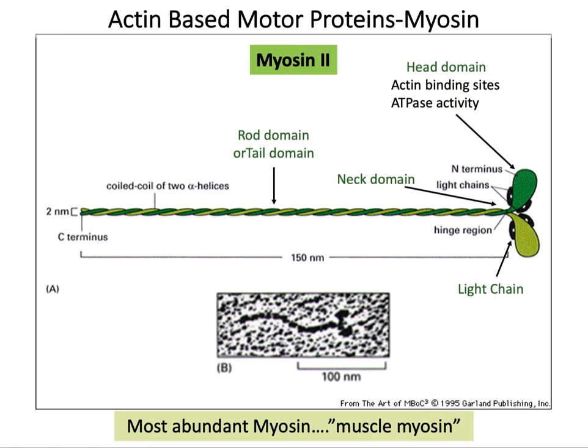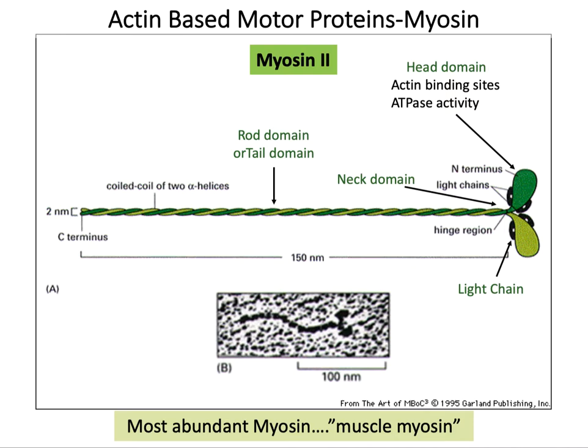The general definition of a motor protein is a protein that uses the energy of ATP hydrolysis to move along a particular filament, in this case actin. The actin-based motor proteins are known as myosin proteins, but you will see in another part of the topic that there are microtubule-based motor proteins as well.